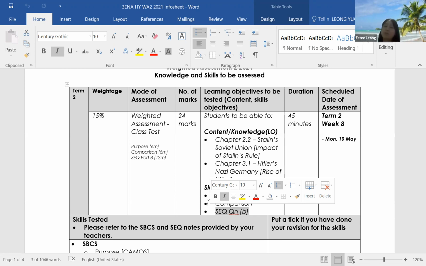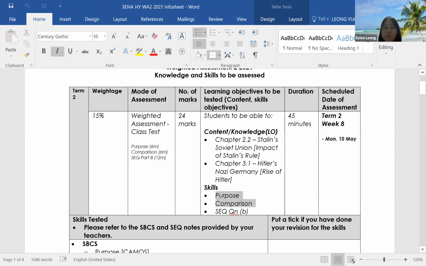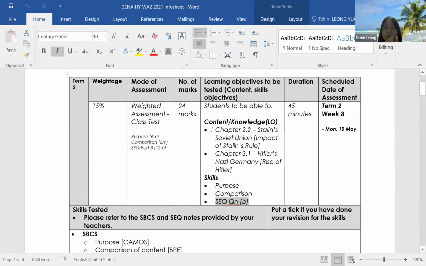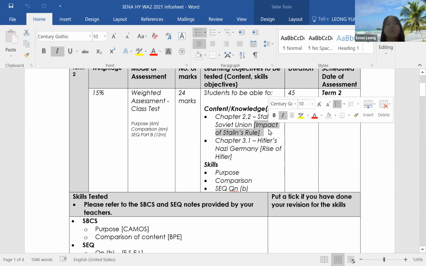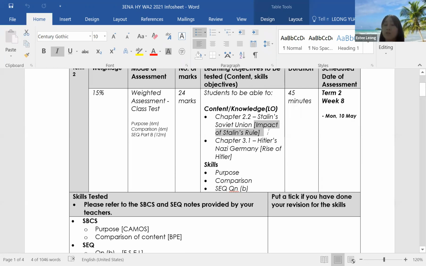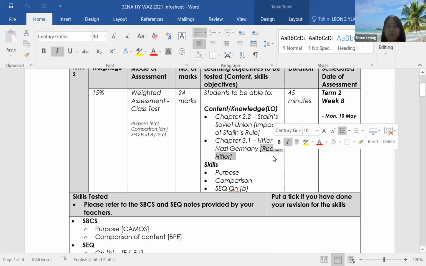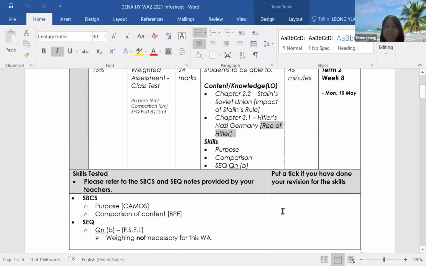So the two-sided one. Next Saturday, for the same Zoom meet, I will go through the homework, which you should hand up by Tuesday, as well as the homework that you've already handed up to me, which is your SEQ part B. The two chapters that we tested are Stalin's Soviet Union, specifically on the impact of Stalin's rule, so you don't have to look at the rise of Stalin, and for Hitler, the rise of Hitler. So everything we've gone through so far.